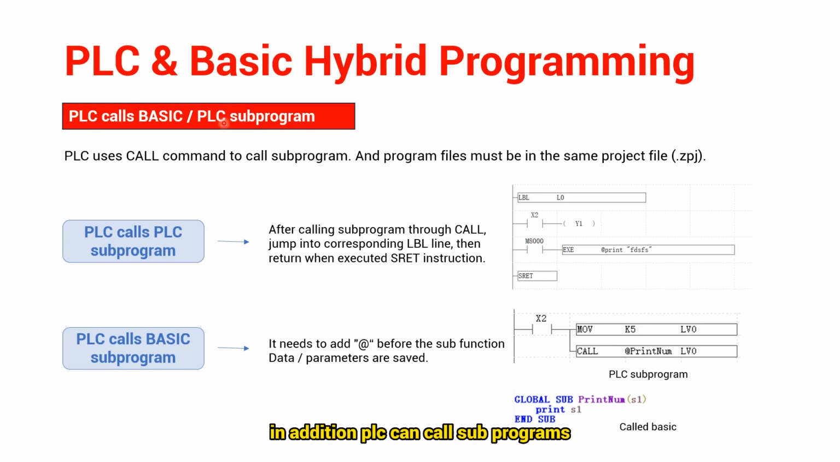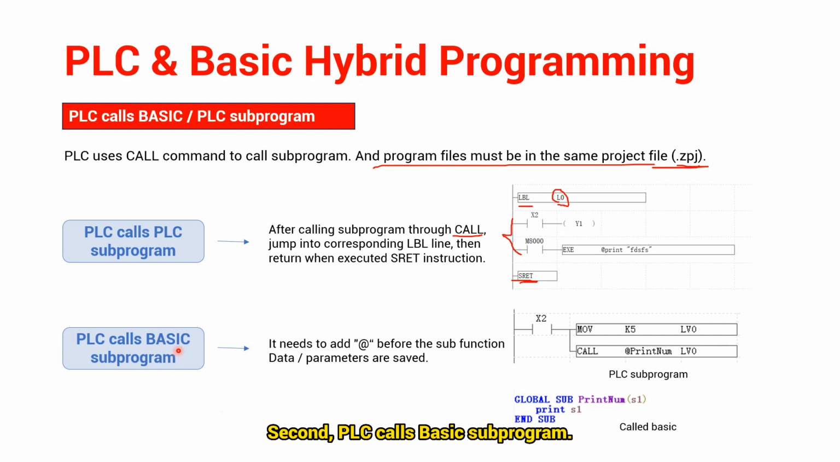In addition, PLC can call subprograms through call command, but they must be in the same project, that is, the same one .cpj file. First, let's see PLC calls PLC subprogram. Use call. Add the name of PLC subprogram. Then use LBL to define subprogram. Write subprogram main commands. Next, SRET is needed for return.